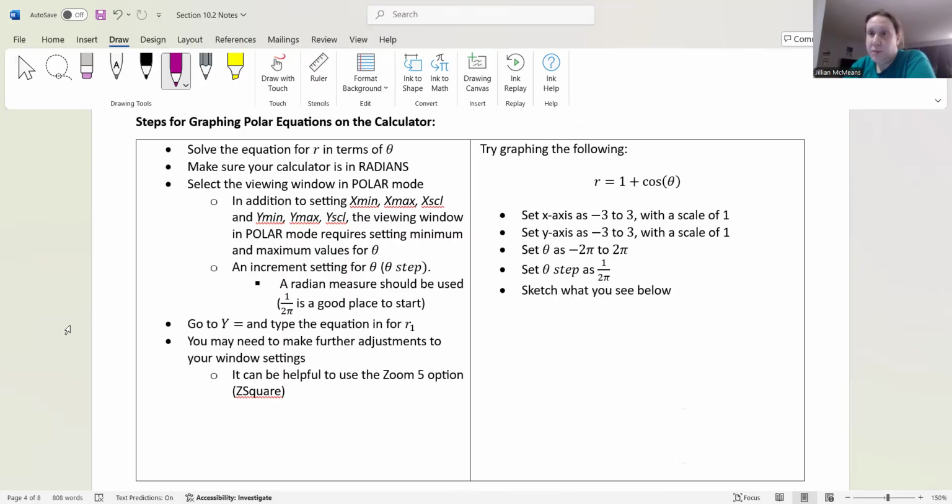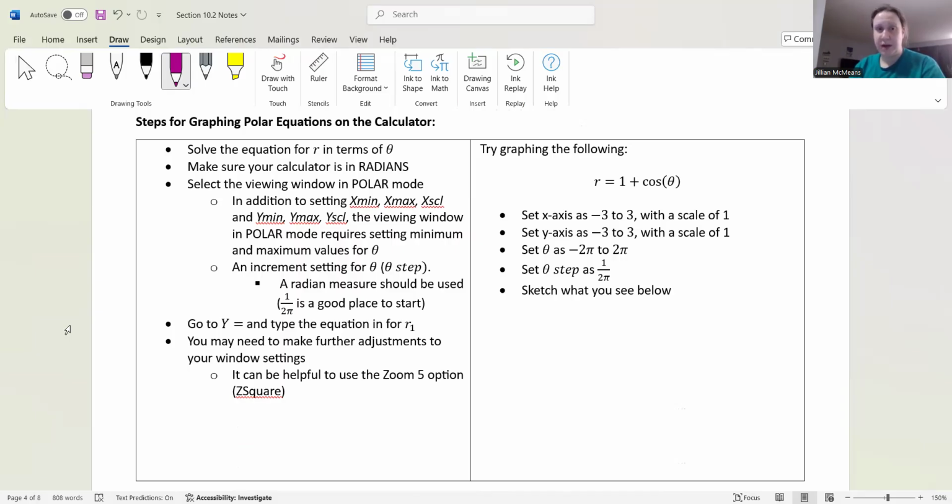Now, once you are in polar mode, you still need to check your window. So we know how to check our window for rectangular stuff. You can check your X min, X max, X scale, Y min, Y max, Y scale. All that's fine. But you're also going to need to put in values for theta: theta min, theta max, and then what they call theta step.